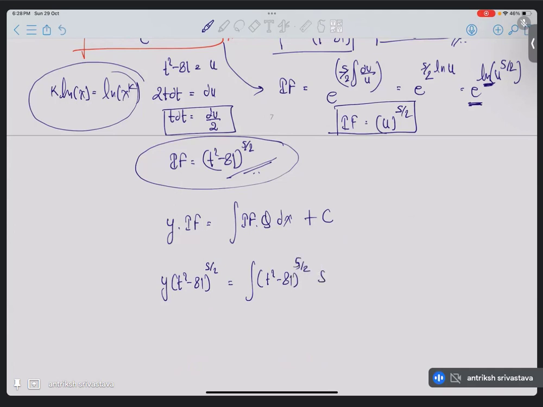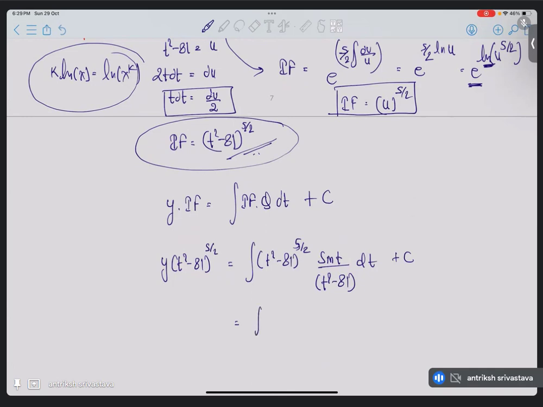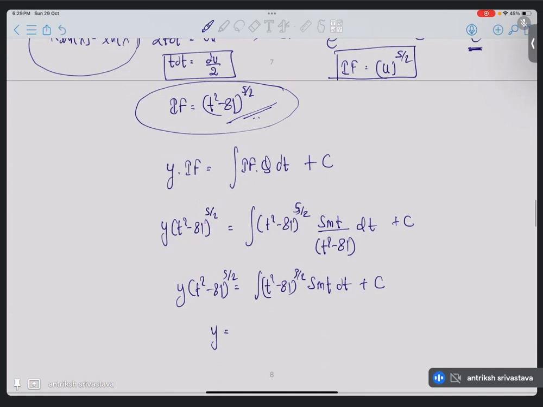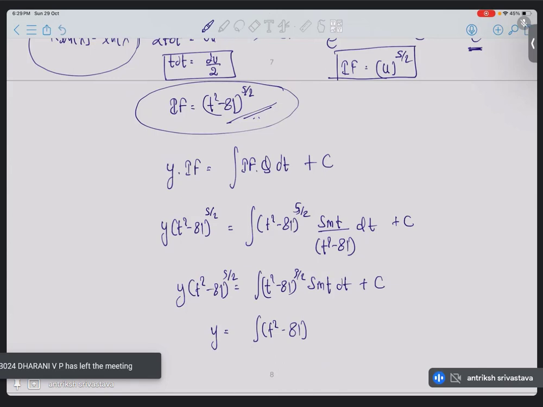The integral of (t² − 81)^(5/2) times sin t over (t² − 81) dt. Okay, here I wrote dx by mistake, plus C. So upon simplification, we'll have (t² − 81)^(3/2) sin t dt plus C, and y times (t² − 81)^(5/2). So the final expression that we are going to go for solving this whole question is this.